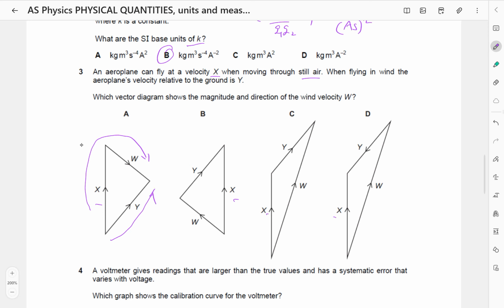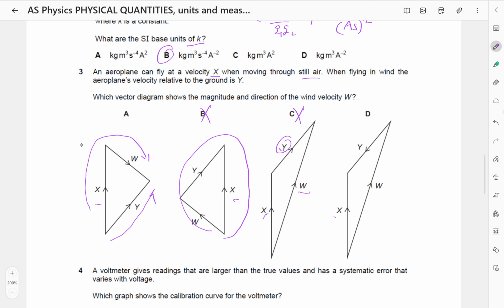That makes sense. This one is showing a continuous line, so there's no relative velocity here. So this one is wrong. This one is showing that x plus y is equal to w, yet y should be the relative velocity.